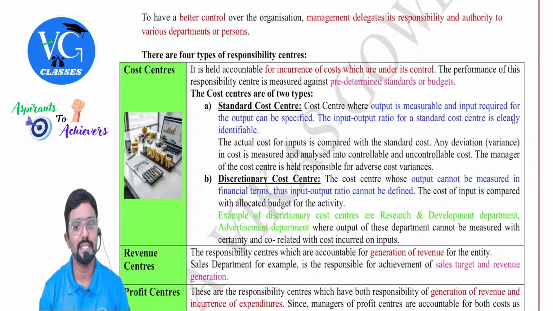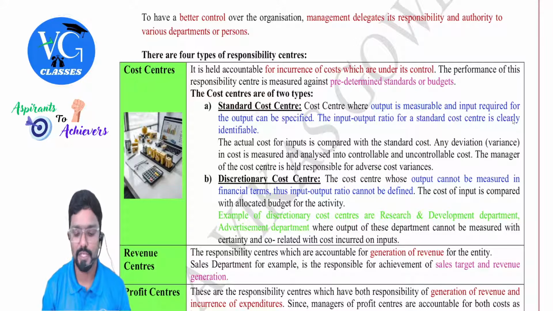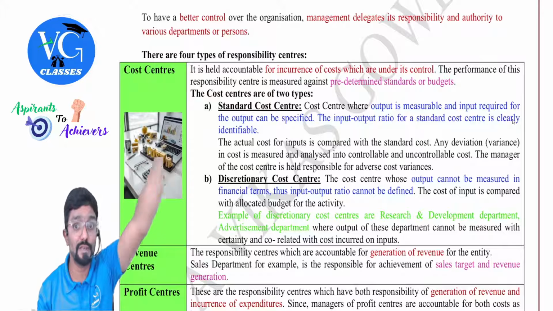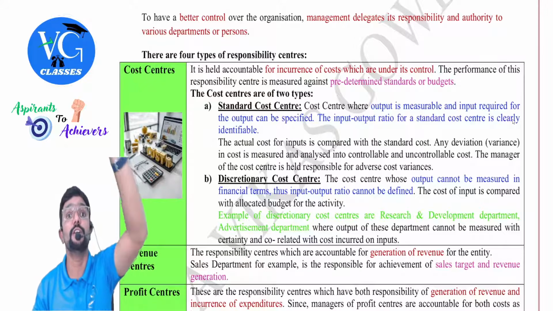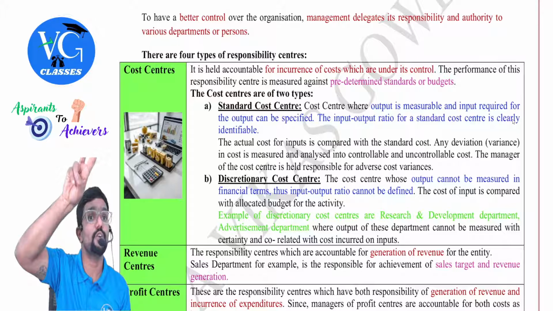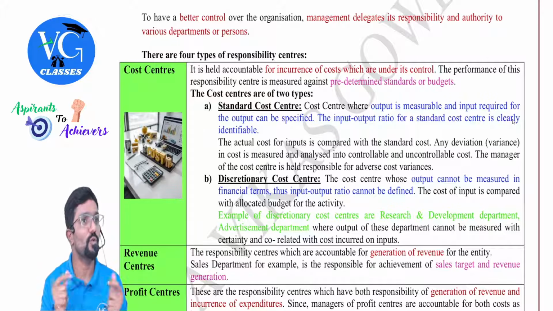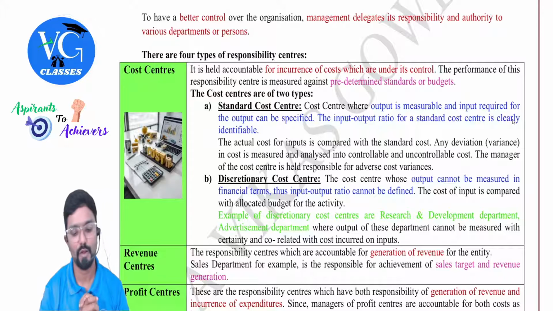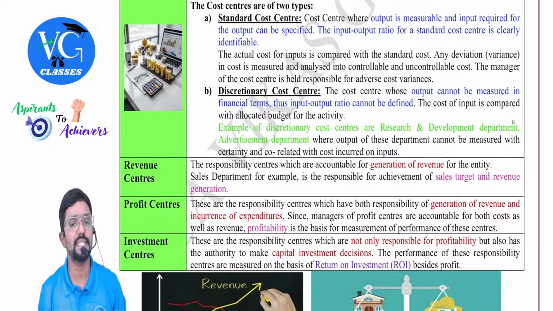The manager of the cost center is held responsible for adverse cost variances. Adverse means, in my example, the 2 lakh was adverse. The standard cost was supposed to be 10 lakh, but we incurred 12 lakh. So we have a variance of 2 lakh, which is adverse. Now, who will be questioned for this? The manager of that particular center. Next, discretionary cost center.